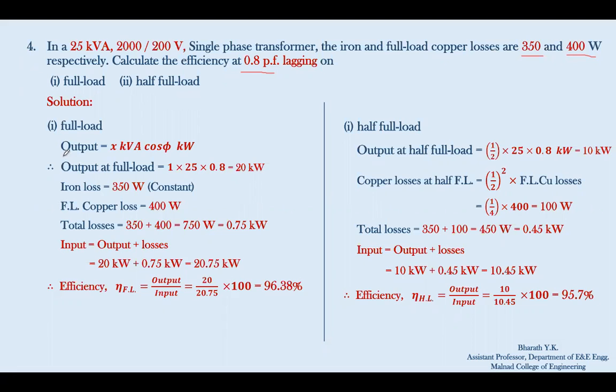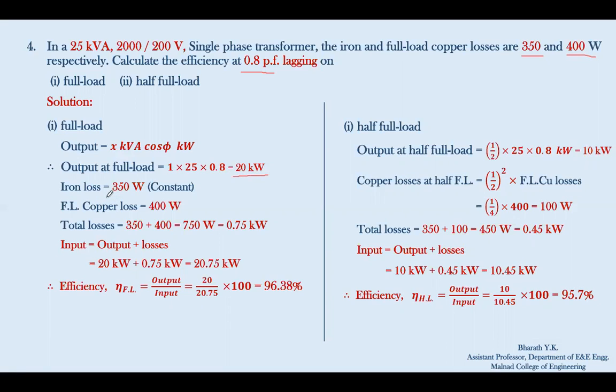So here, the output equation is given by x kVA cos φ kilowatts. Under full load conditions, x is equal to 1, the kVA rating of the transformer is equal to 25, and the power factor given in the problem is 0.8. Therefore, the output at full load condition is equal to 20 kilowatts.